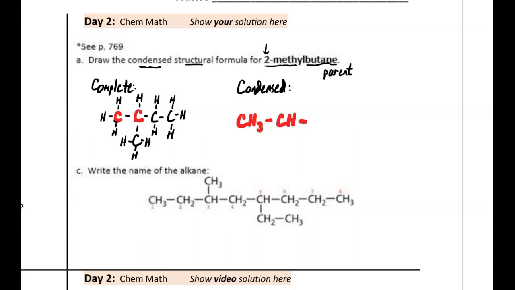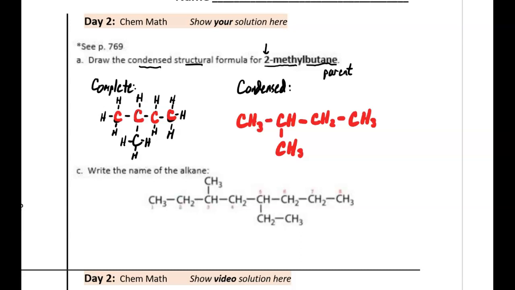Now let's connect to the third carbon. That carbon has 2 H's attached to it. So the condensed version is CH2. And now the fourth carbon in the parent, that has 3 H's. So CH3. Now I'm missing the branch. So coming down out of the second carbon, there is a CH3. This drawing here in red is the condensed version.